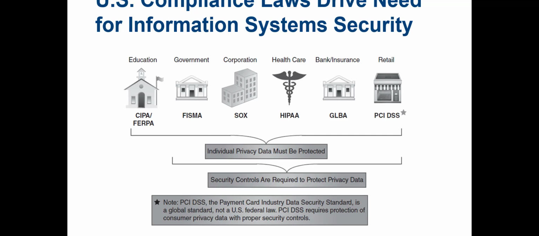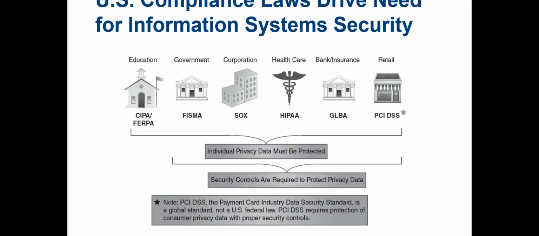Next is the Sarbanes-Oxley Act, or SOX. It was passed in 2002, and it requires publicly traded companies to submit accurate and reliable financial reporting. This law does not require securing private information, but it does require security controls to protect the confidentiality and integrity of the reporting itself.